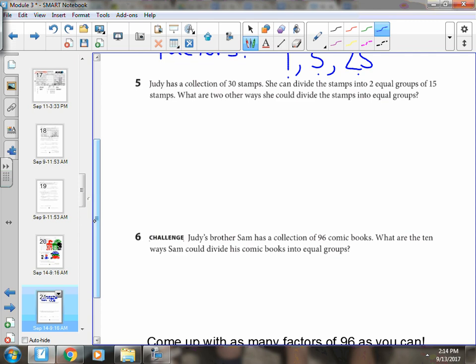Number 5, Judy has a collection of 30 stamps. She can divide the stamps into 2 equal groups of 15 stamps. What are 2 other ways she could divide the stamps into equal groups? They're asking us for the factors of 30. 1 times 30. 30 is even, so I know 2 will work. 2 times 15, 3 times 10, and 5 times 6.